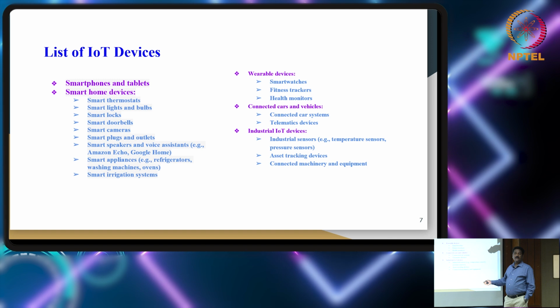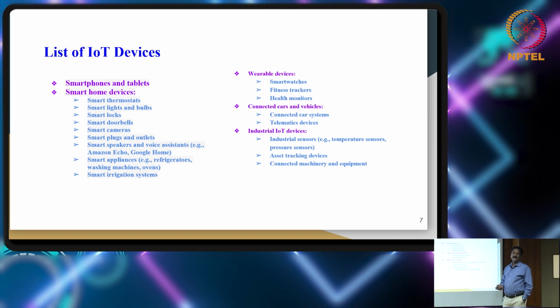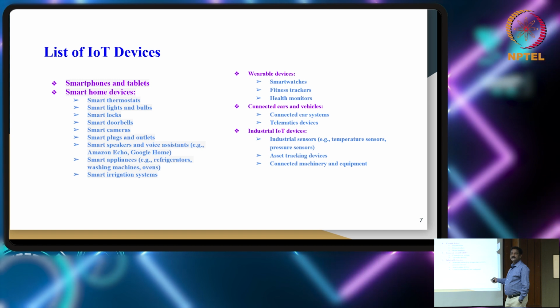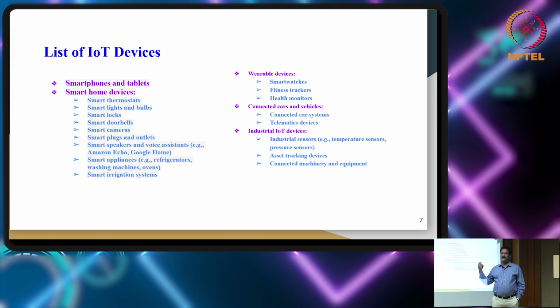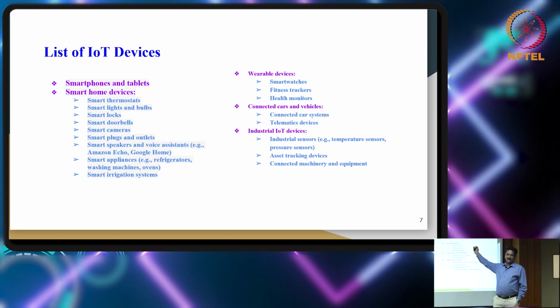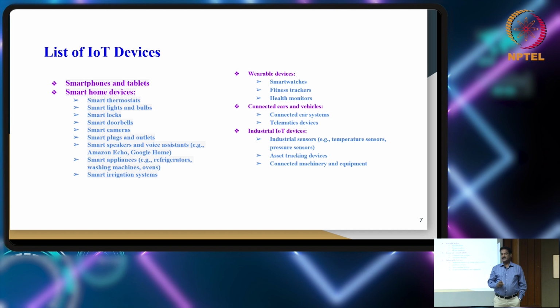And industrial IoT, this is also an important one. IIoT, that is industrial IoT. Industrial IoT devices or industrial sensors like temperature sensors and pressure sensors, asset tracking devices, and connected machinery and equipment. If you see any big machinery, for example, the Integral Coach Factory, ICF, and the lignite storage places, and then they have some problems. Immediately the alarm should go off. For example, for smoke or fire, the sensor will detect the fire or smoke and immediately inform that particular person, so as to avoid that accident, right?